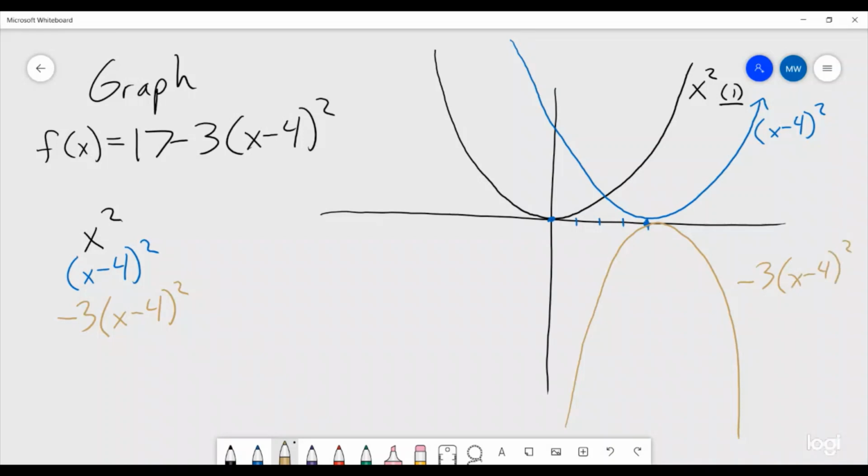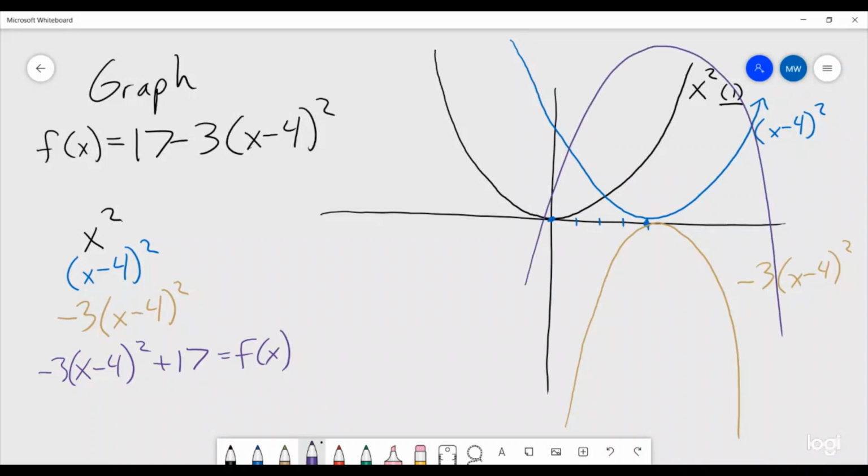And then the last thing that we're doing is we have a 17 added to it. So we have −3 times (x − 4)² plus 17, which is the same thing as our f of x. So now we are shifting our gold graph up 17 blocks. So it's going to be something like this. So this is our function f of x.